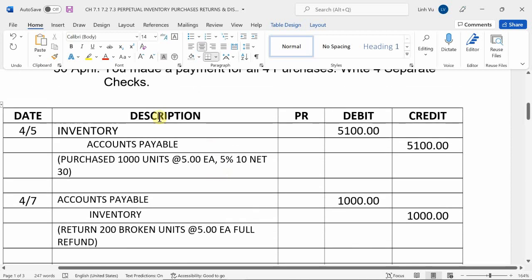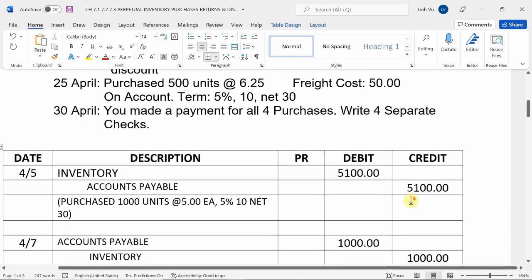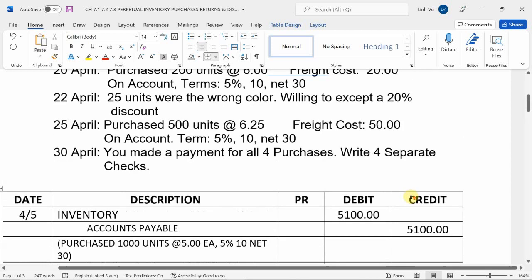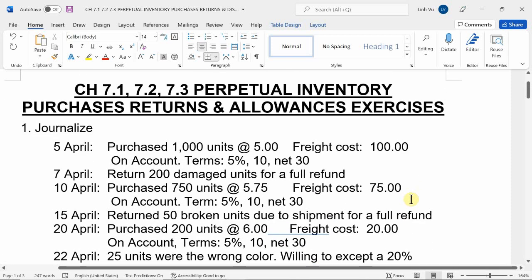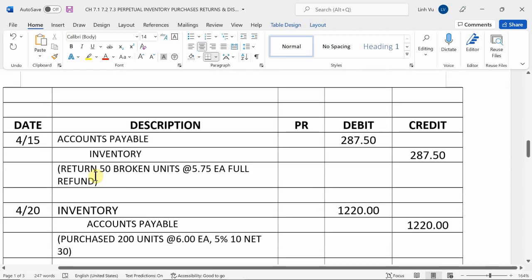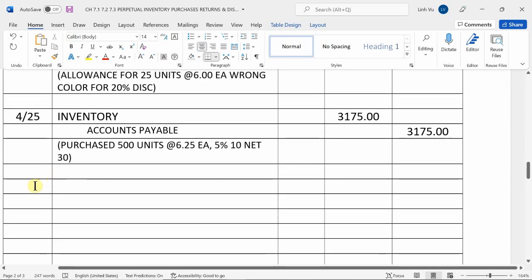So we originally purchased $5,100 and we end up getting a refund for $1,000. So how much do I actually owe for this purchase? $4,100. Now, let's take a look because we also were given terms. If I'm paying as of April 30th, did I meet the discount due date? No. So I missed the discount opportunity, which means I am just going to pay for my purchases in full.